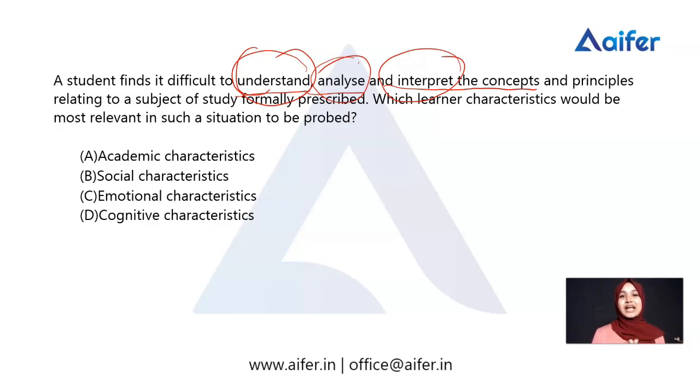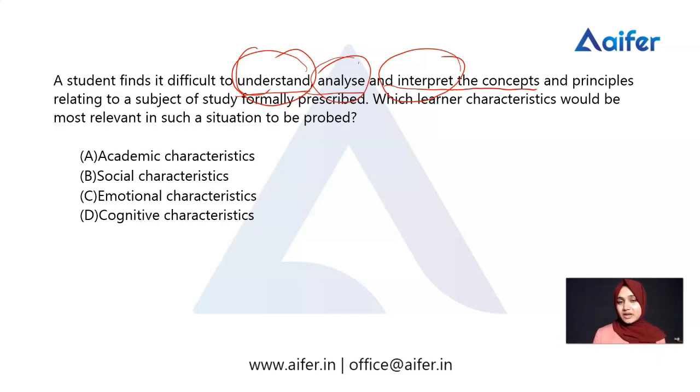We know it is not academic, because the academic domain deals with the academic nature like learning style, their knowledge level and all. Social characteristics deal with the social competencies like interpersonal relationship maintenance, communication skills and all. Emotional characteristics deal with the emotional maturity, impulsive nature, and how well a student can emotionally manage certain situations. So no, not the emotional domain.